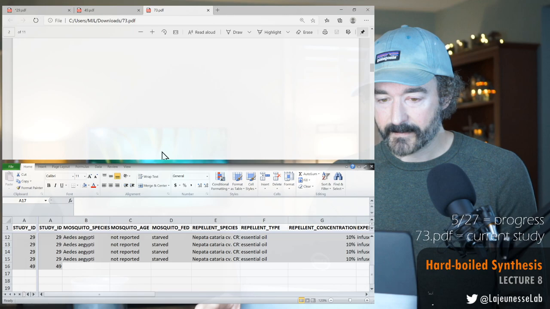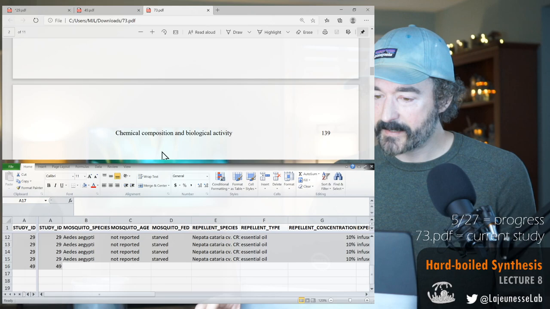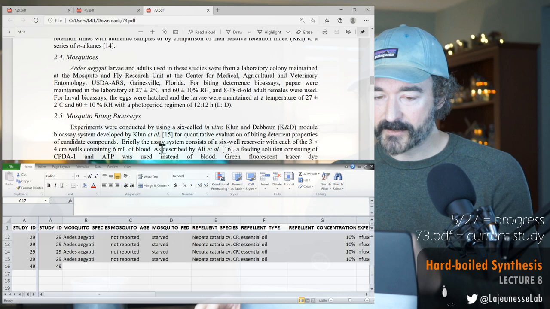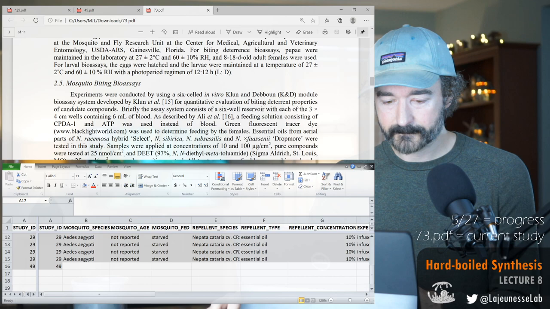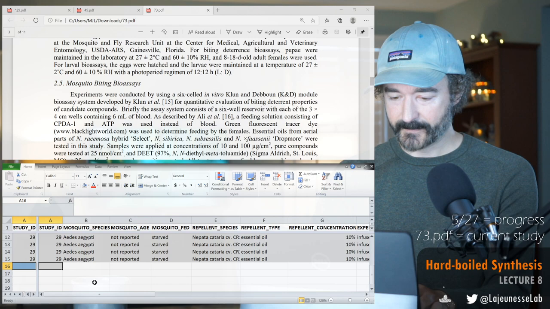How do they do it? Essential oils, hydrodistillation. So they extracted the essential oils by themselves. Aedes aegypti mosquitoes. We got lots of information on the age of mosquitoes. Oh, I could just start filling this stuff in. That's nice. Okay, so 49, I delete it because it had no data.